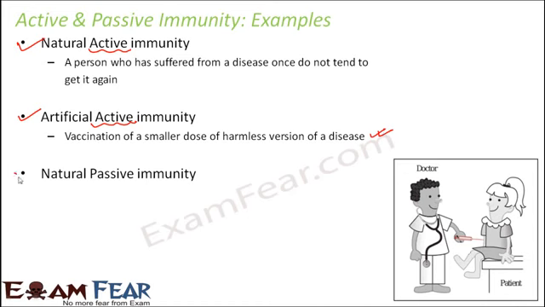Now, natural passive immunity. Whenever we talk about passive immunity, the antibodies are not going to be produced inside the body. So it is going to be injected from outside. So natural passive immunity, that means here it is passive immunity, so antibodies will come from outside the body, but it will not be injected. It is not going to be an artificial process. Then let us see how it can happen.